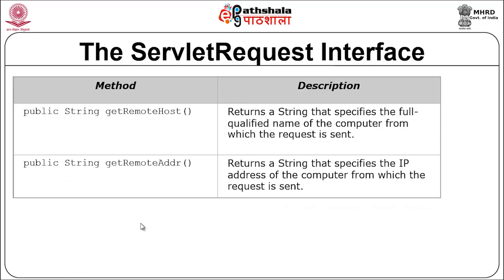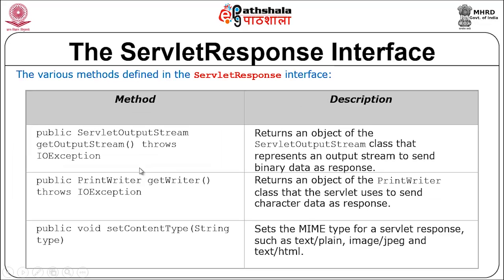And there are two more methods. One is getRemoteHost. This returns a string that specifies the fully qualified name of the computer from where we get the request. And there is another method called getRemoteAddr that returns a string that specifies the IP address of the computer from which the request has been sent. There are other methods too, but the ones we commonly make use of are the ones I have listed here.